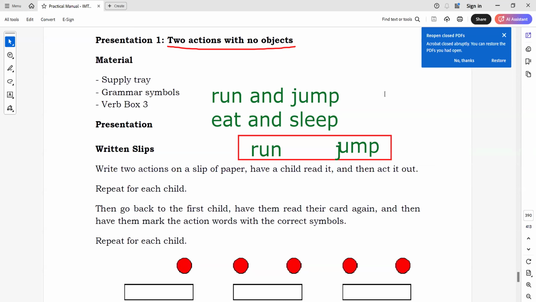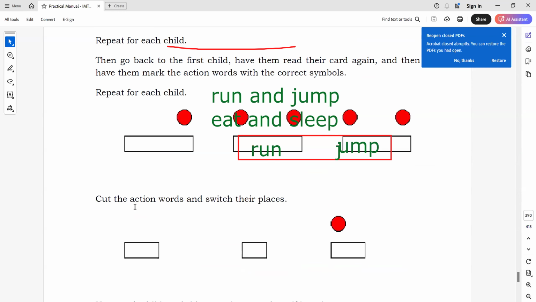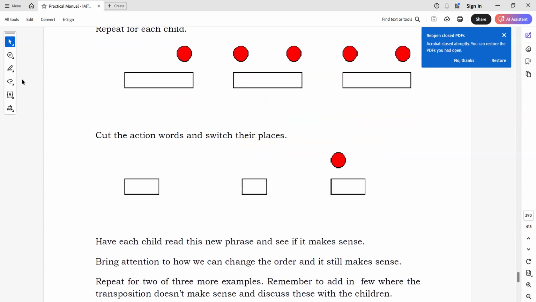So repeat it. Now let them read the cards again. Did they get the correct sentence is what we're going to be working on. So individually, the teacher is going to help the child to work on two actions. For example, I'm going to cut down the action words and switch the places of them. Instead of run and jump, I can say jump and run, sleep and eat. I can switch over the places for my children also. So this is also what I would be able to work on. So why have we marked here?